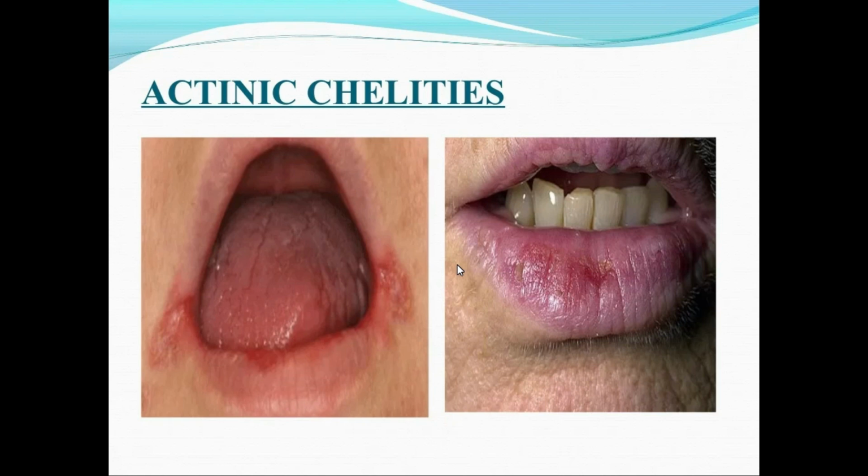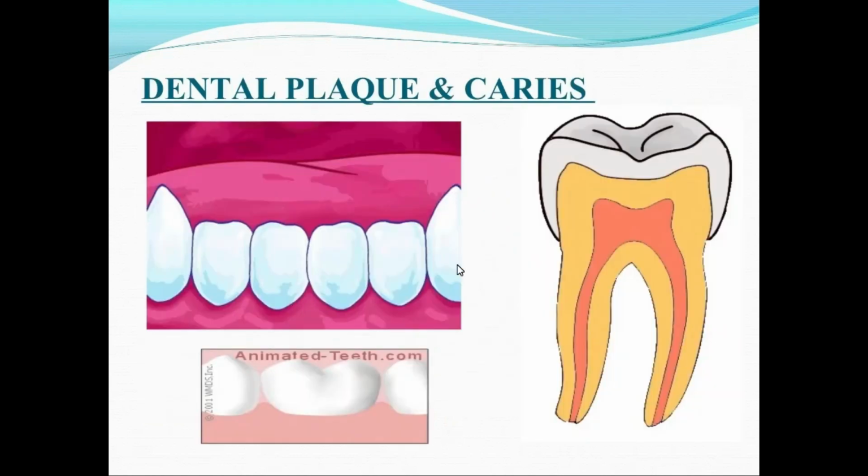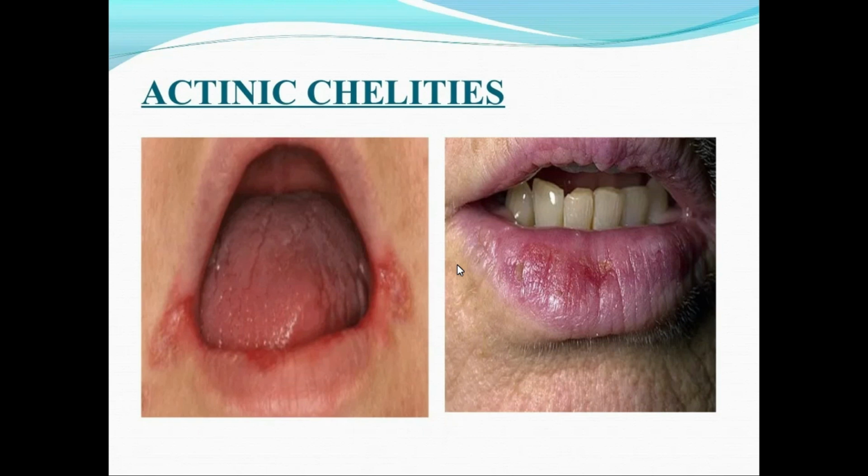Similarly, there are some gum diseases like gingivitis. Gingivitis is inflammation of the gums. It is usually the result of plaque building up on the teeth due to poor brushing and flossing habits. There may be actinic cheilitis, that is inflamed and sore lips and tongue.